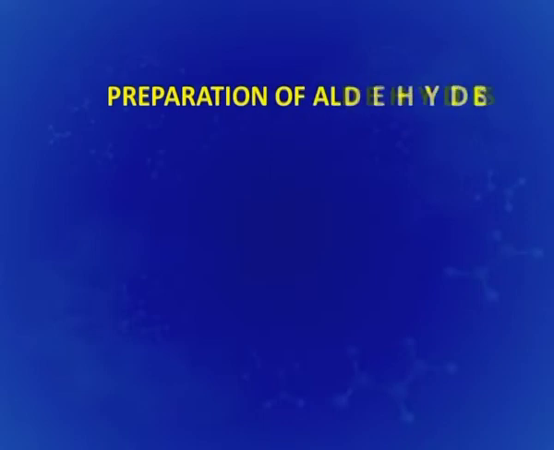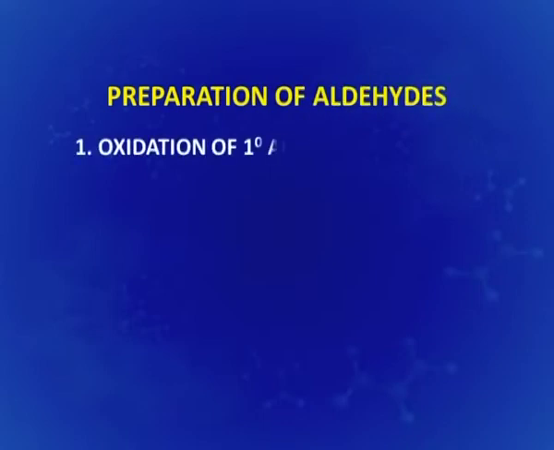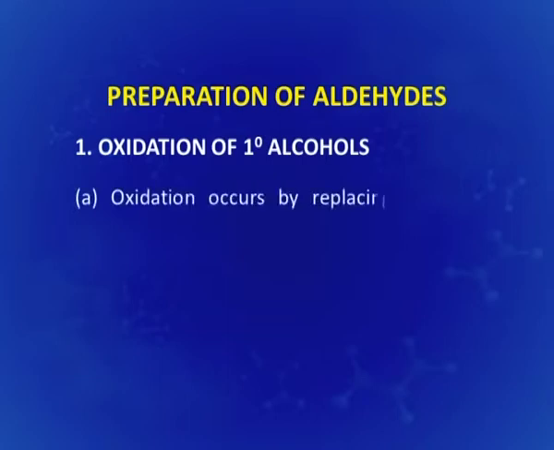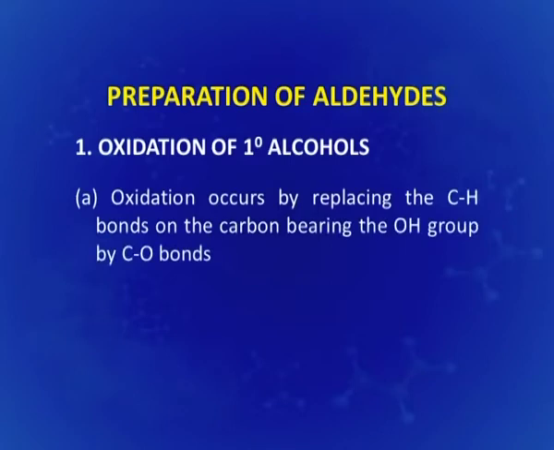First we will start with the preparation of aldehydes, that is oxidation of alcohols. Oxidation occurs by replacing the carbon-hydrogen bonds on the carbon bearing the OH group by C-O bonds. So, oxidation means the addition of oxygen or the removal of hydrogen, or we can also say an increase in the number of carbon-oxygen bonds or a decrease in the number of carbon-hydrogen bonds.